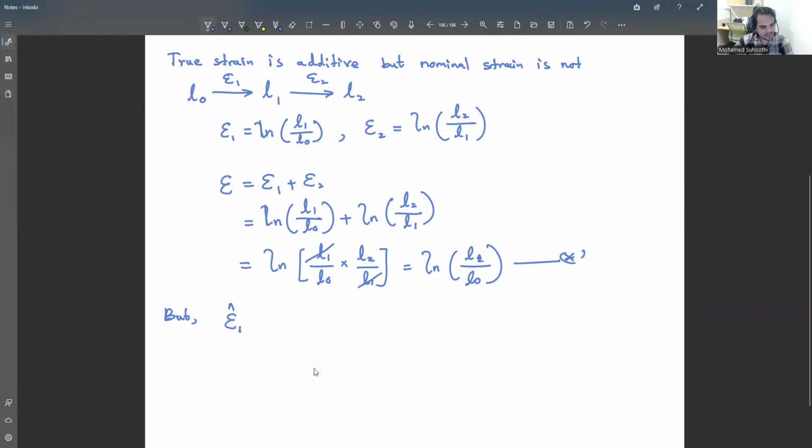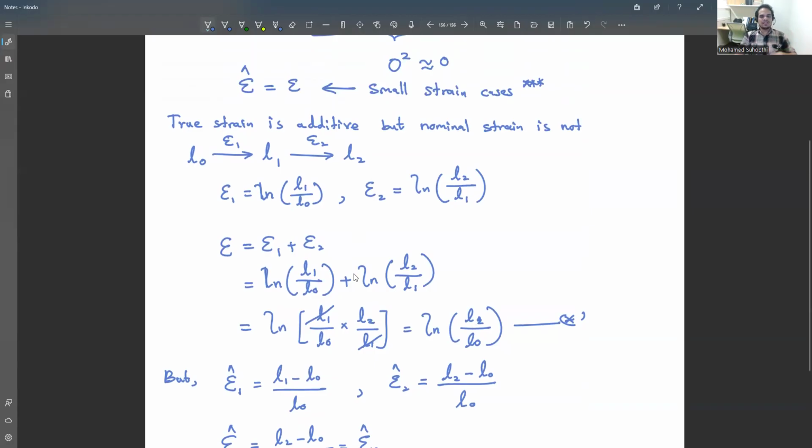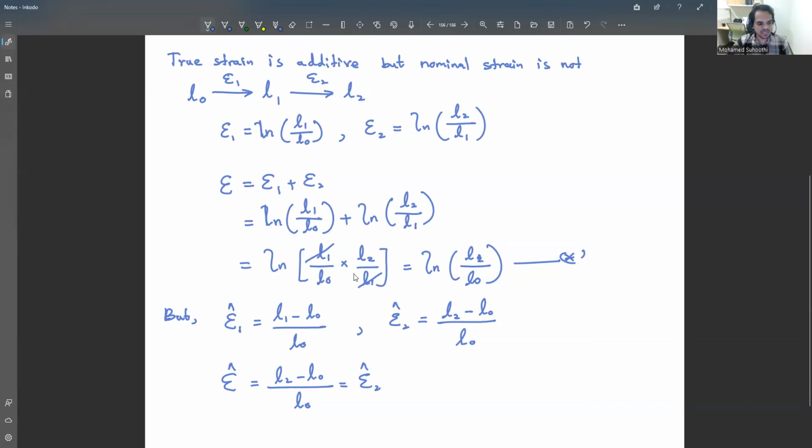what is epsilon 1? Epsilon 1 is actually L1 minus L naught over L naught, right? Then for epsilon 2, the extension is L2 minus L1, but what is the length you have to use? The original length is still L naught. So if you take the total strain, what is that? L2 minus L naught over L naught, right? So that means the total strain is actually not the sum of epsilon 1 and epsilon 2. It is not additive, right? So you cannot get additivity. If you sum up the individual strains, you won't get the total nominal strain. This is the problem of nominal strain.